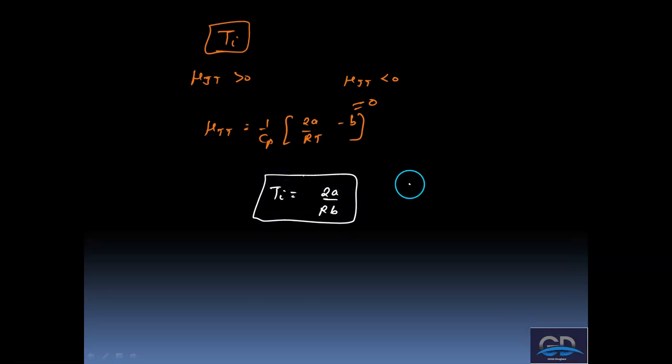And how are we supposed to calculate that? So mu JT expression is 1 upon Cp times 2a upon RT minus b. So equate this term to be 0. So on equating this term to 0, I get inversion temperature as 2a upon Rb, and which we can see is twice the Boyle's temperature. Okay, so this was a simple derivation for the Joule Thompson coefficient.